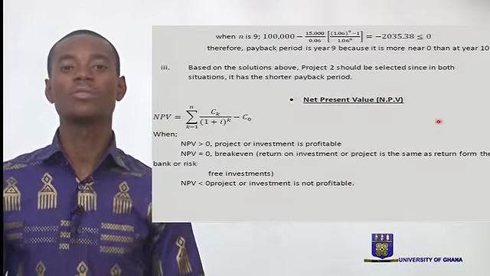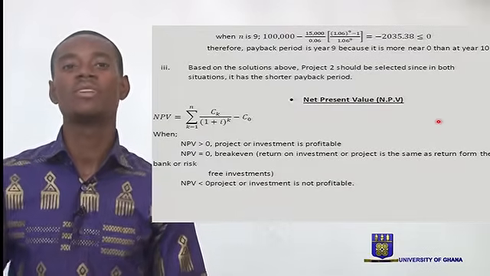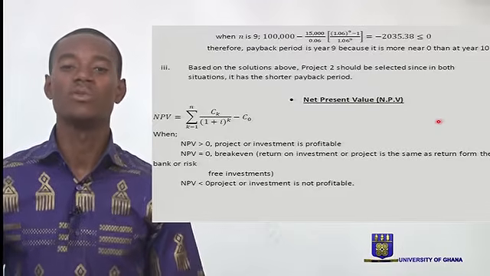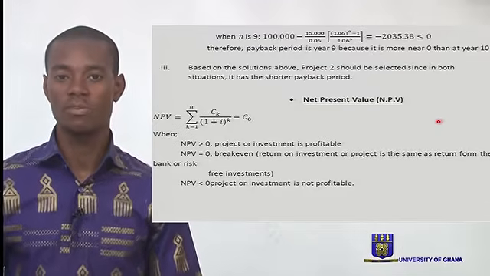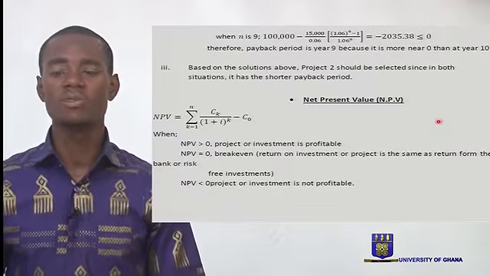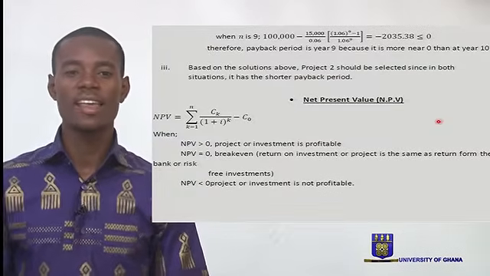Now, if it is equal to 0, then at that point, we would say that the project kind of gives us some break even. We do not make losses, neither do we make profits. Now, think about it like finding the difference between your expenditure and then your revenue.